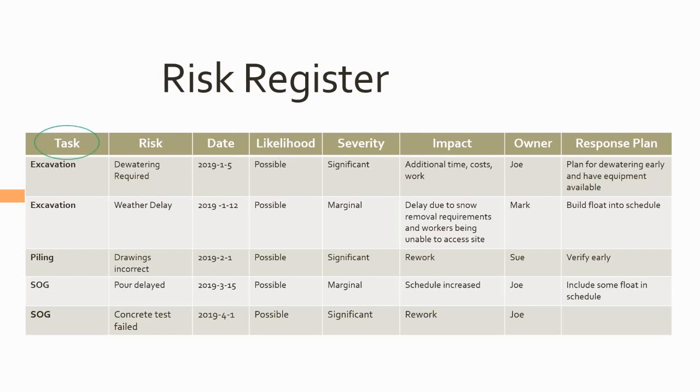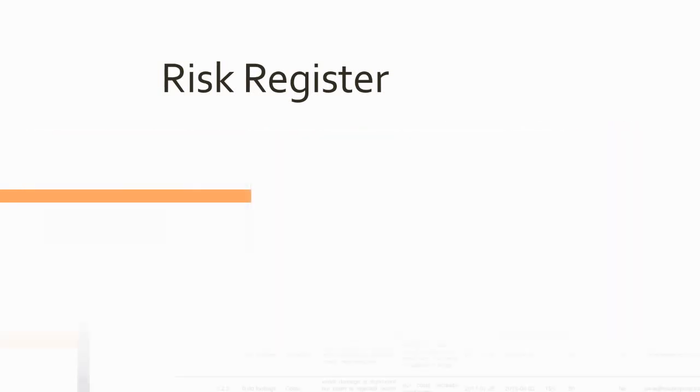Note that we have the task that's being affected, the risks themselves, the dates. We've only used words for likelihood and level of impact here. We could also quantify these in terms of numbers. We've assigned an owner and we have a brief response plan.